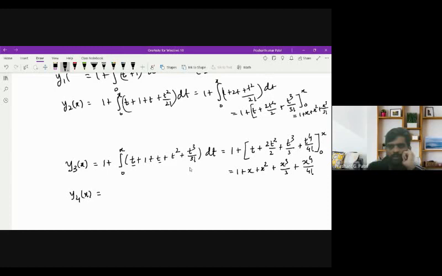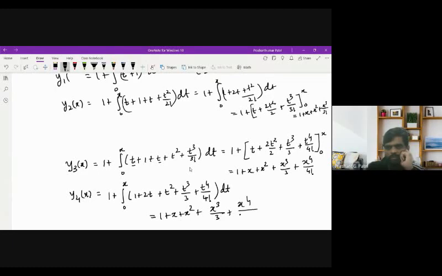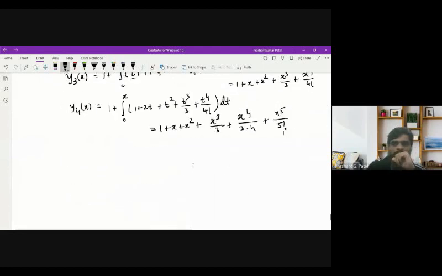Similarly, for y4 it will be the integral from 0 to x of 1 + 2t + t square + t cube by 3 + t raised to 4 by 4 factorial dt. This will give you 1 + x + x square + x cube by 3 + x raised to 4 by 3 into 4 + x raised to 5 by 5 factorial. So this is the way you can have the approximate solution.